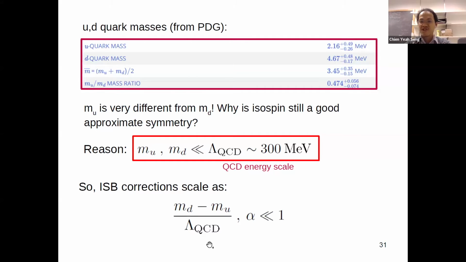And since this ratio is much smaller than 1, as well as the electromagnetic coupling constant, the fine structure constant 1/137, which is much smaller than 1, that makes the isospin breaking effect very small. So it's not about the relative size between the up and down quark, but its absolute size compared to the QCD energy scale.